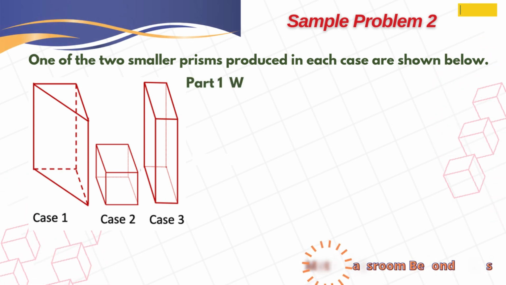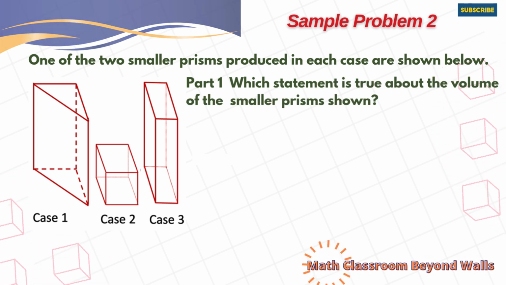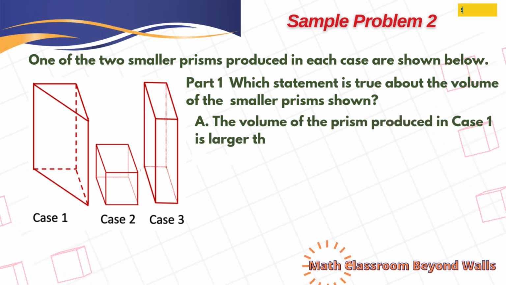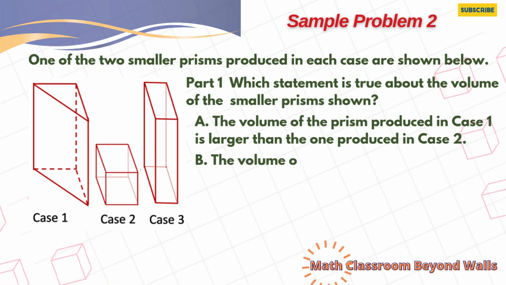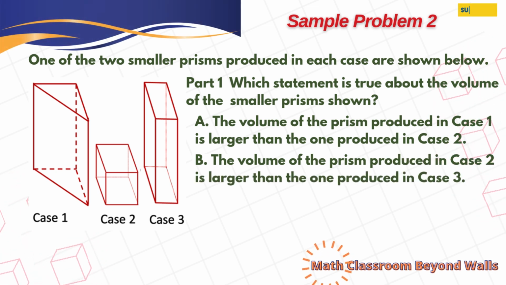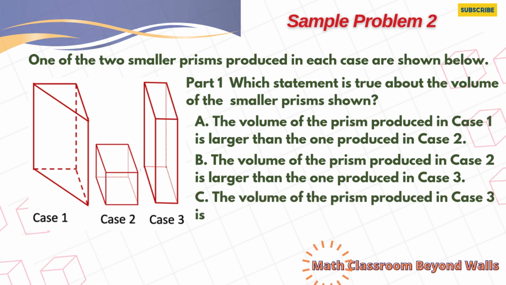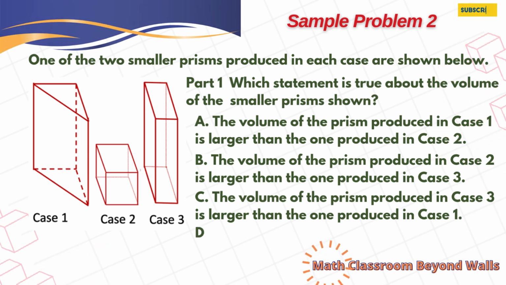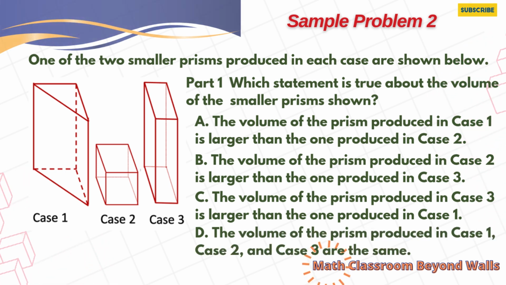Part 1. Which statement is true about the volume of the smaller prism shown? So option A, the volume of the prism produced in case 1 is larger than the one produced in case 2. Option B, the volume of the prism produced in case 2 is larger than the one produced in case 3. Option C, the volume of the prism produced in case 3 is larger than the one produced in case 1. Option D, the volume of the prism produced in case 1, case 2, and case 3 are the same.